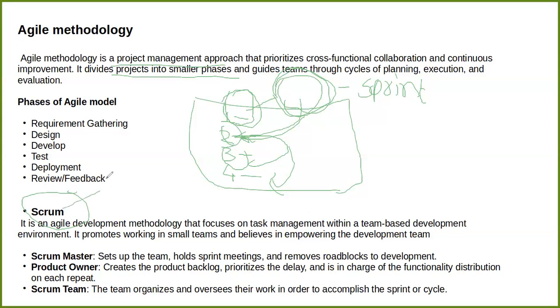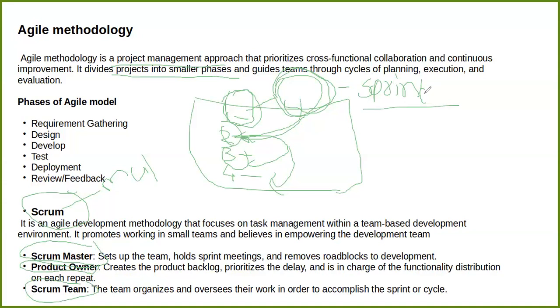So the team leader will be called a scrum master. The person who holds up the team will be called a scrum master. Then the product owner will be there, who is nothing but the actual client, and then the scrum team, the rest of the team. So these are the three members who are actually involved in each and every sprint. In simple words you can remember it like this.